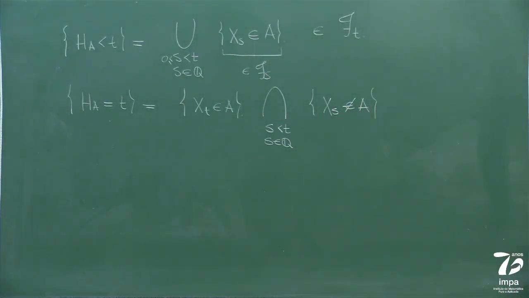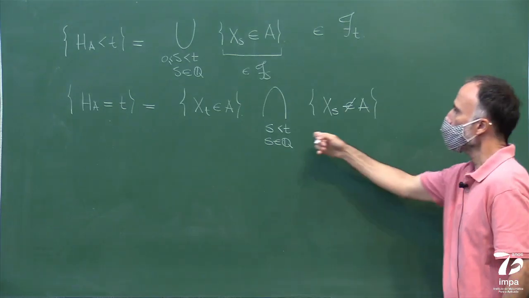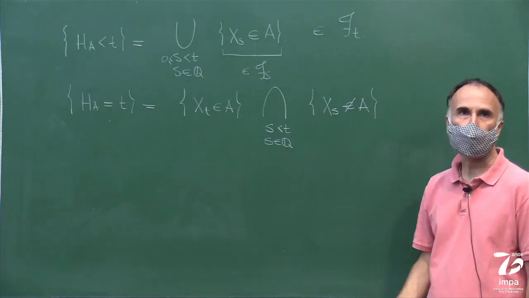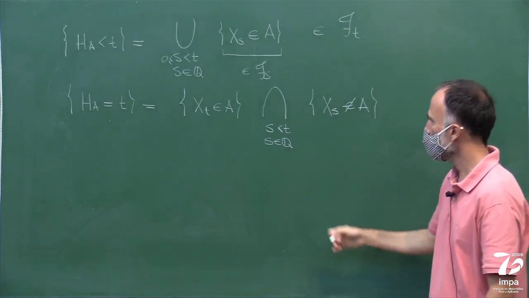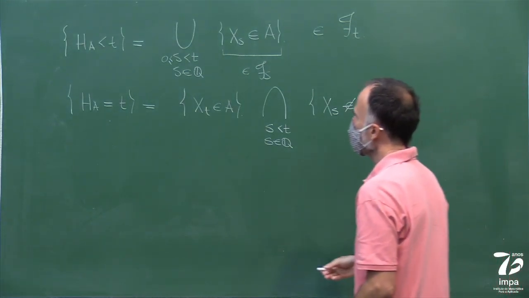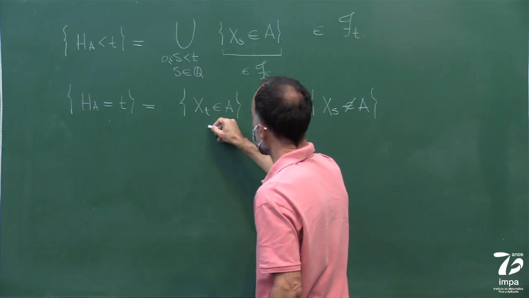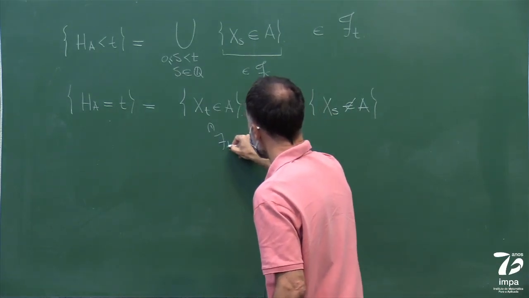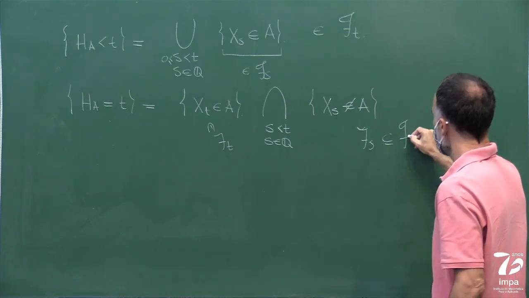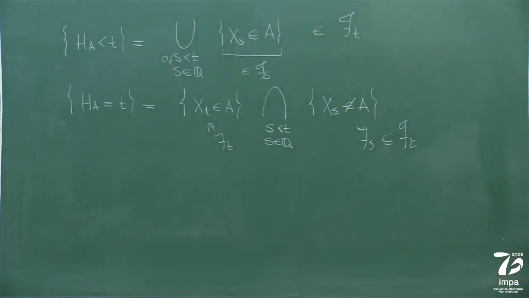Okay? Because if it doesn't belong to A for all s rational, it means, since it's right continuous, that it's different from A for all s. And again, we admitted that X_t is F_t measurable, so this set belongs to F_t. These sets belong to F_s, which are included in F_t, and therefore we proved that indeed the hitting time of A is a stopping time.